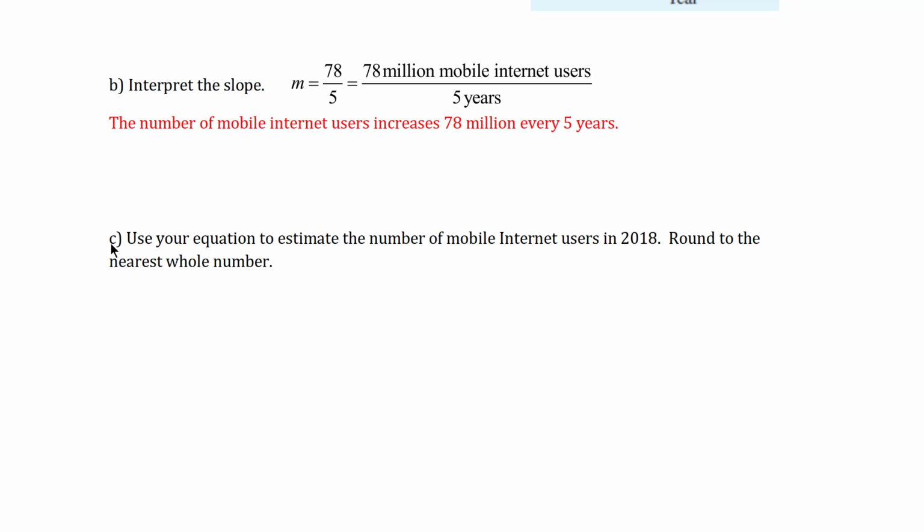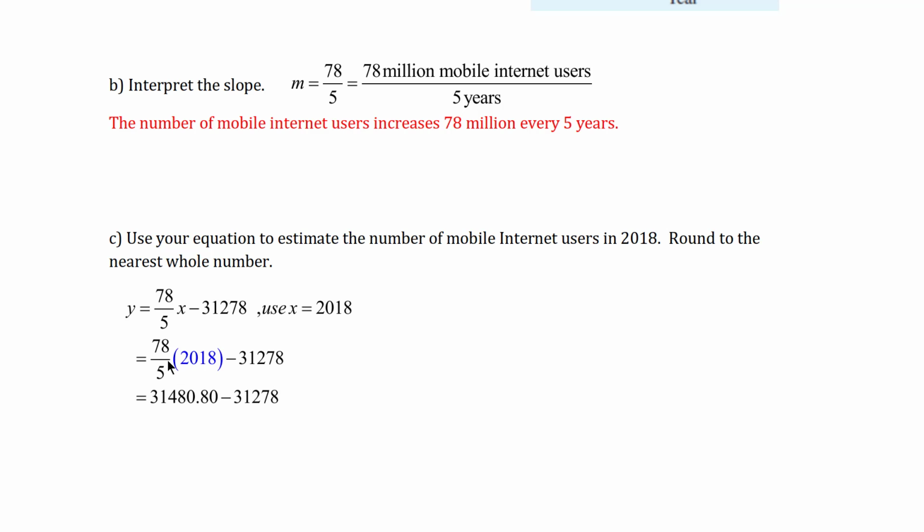Moving on to part C, it states here, use your equation to estimate the number of mobile internet users in the year 2018. Round to the nearest whole number. So we just take our equation that we found from part A, y equals 78 over 5x minus 31,278, and then we use the x value of 2018 to estimate the number of mobile internet users in the year 2018. We go ahead and substitute 2018 in for x. We get y is equal to 78 over 5 times 2018 minus 31,278.